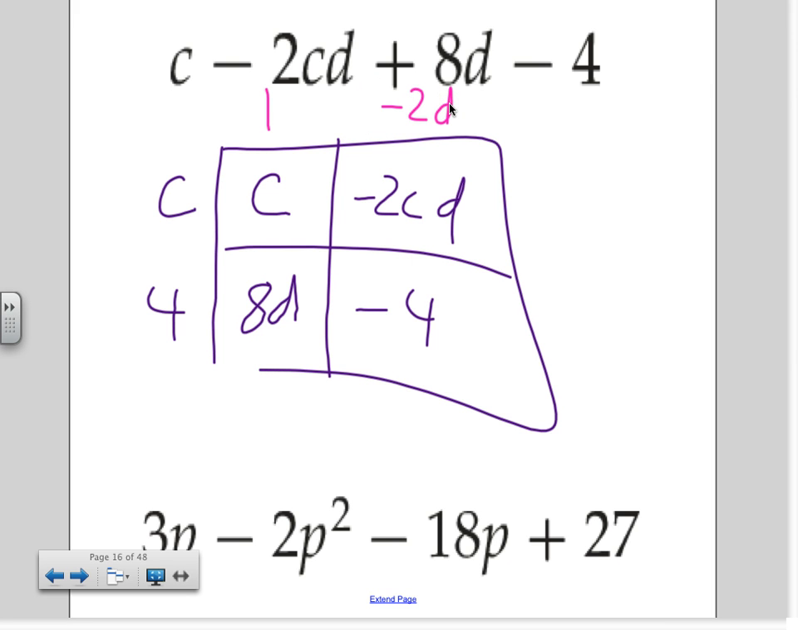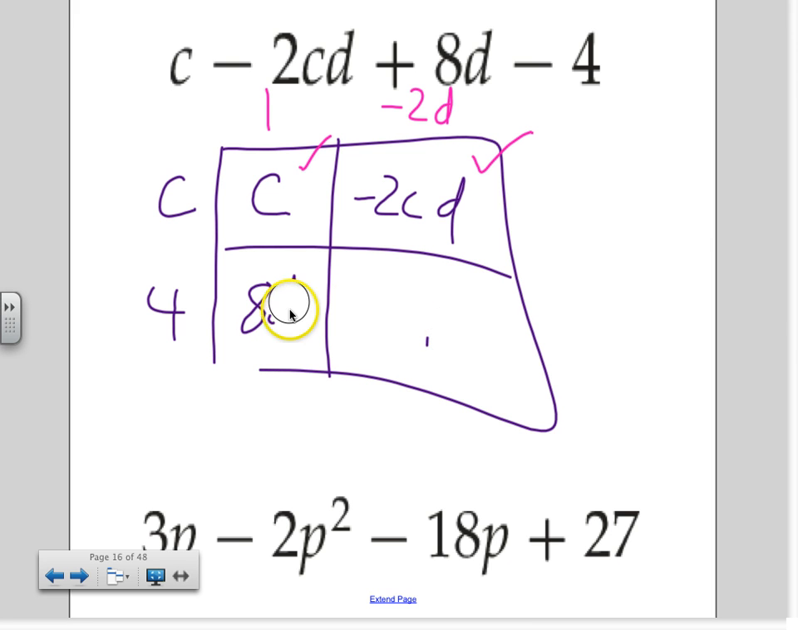This is very important. As I check, this is what people don't do often enough, and that's why you tend to get the wrong answer. You have to go back and check whether you can multiply them and get the correct answer in the box. C times 1 is C. Check. C times negative 2D is negative 2CD. Check. 4 times 1 is 4. Negative 2D times 4 is negative 8D. Oh, whoops. What does it mean? You have to switch. So watch what happens when I switch.